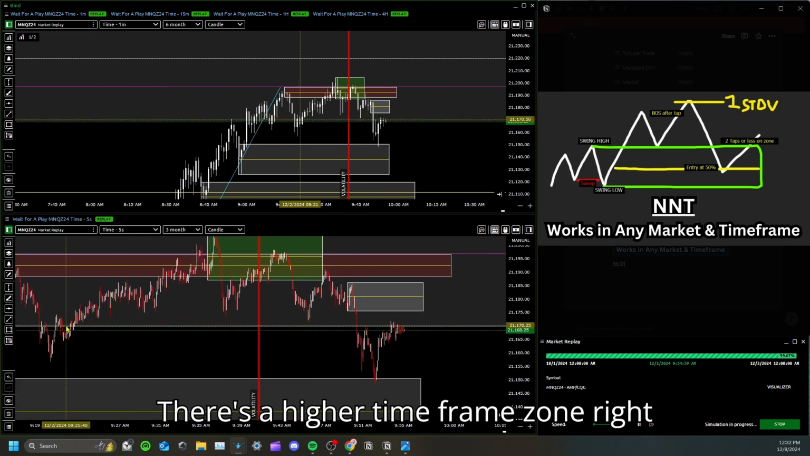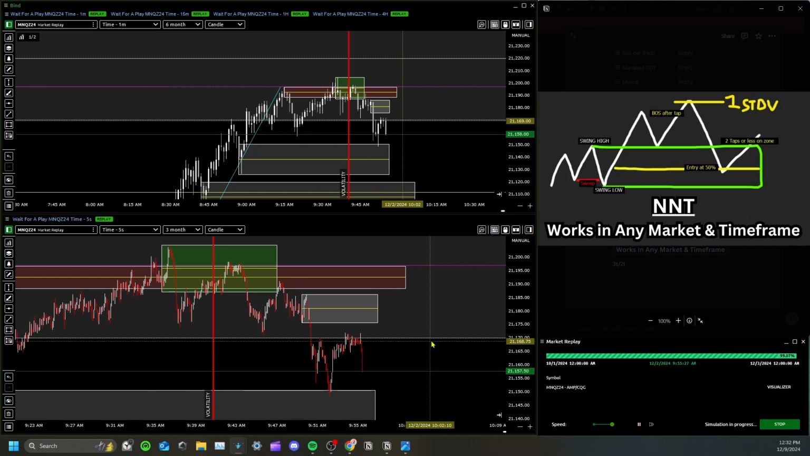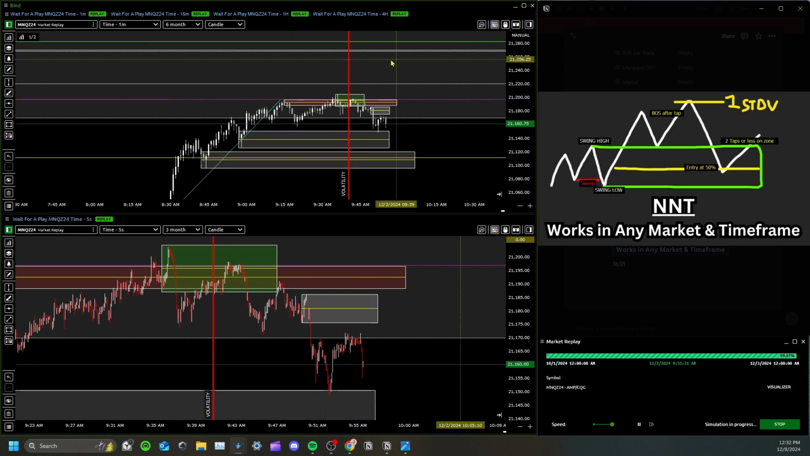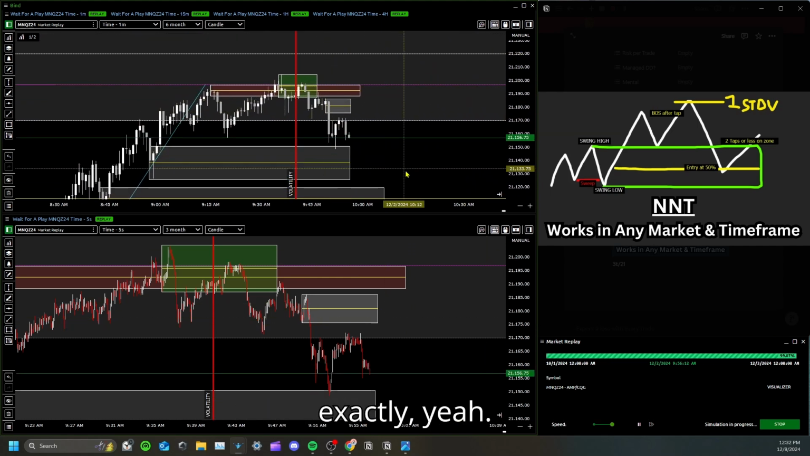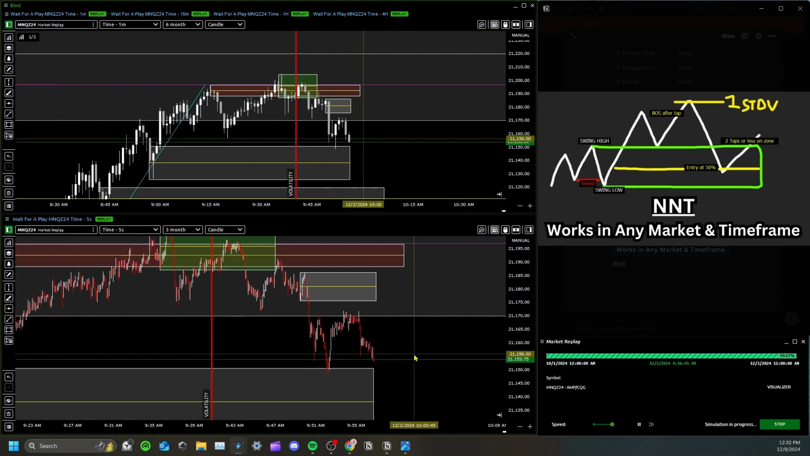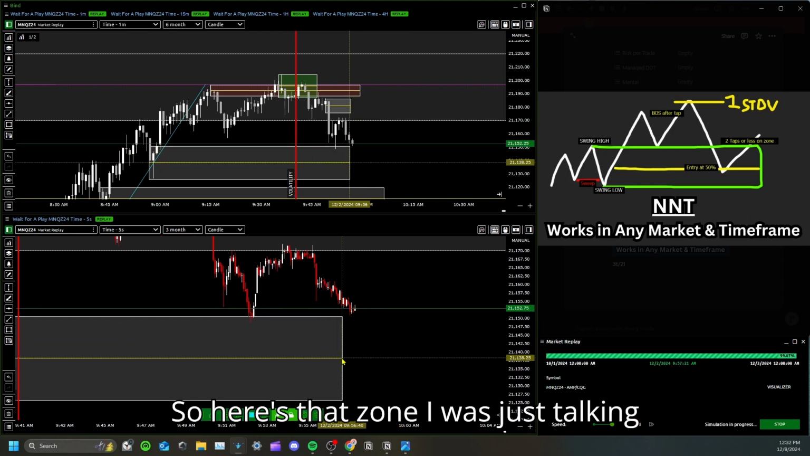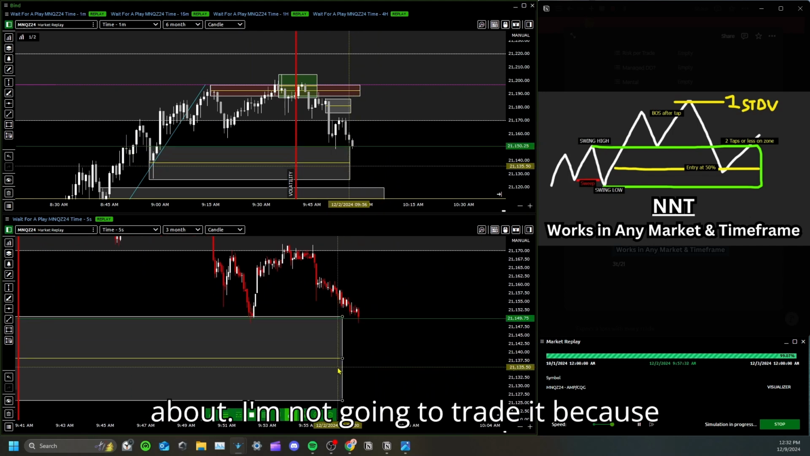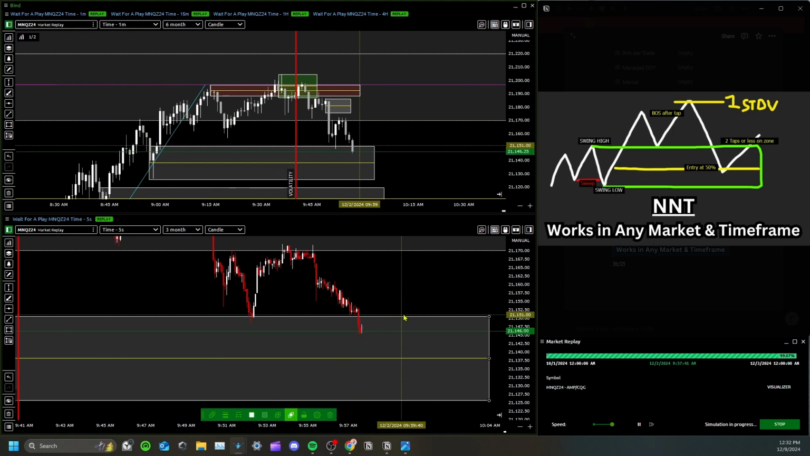There's a higher time frame zone right here. It's the exact same setup. You can see this is the bottom of it. It's just a huge zone. It's on the 1 hour or 15 minute. I don't remember exactly. So here's that zone I was just talking about. I'm not going to trade it because it's sloppy and it's before my trading times.